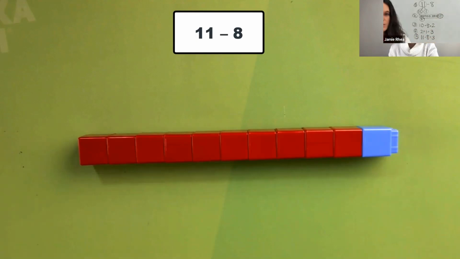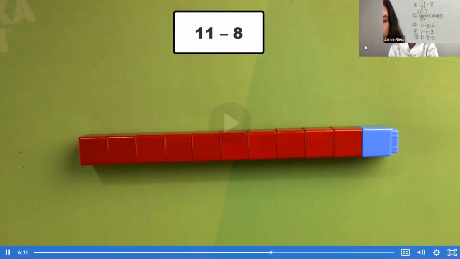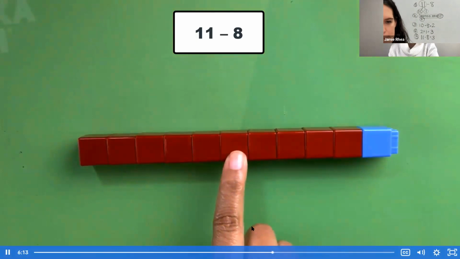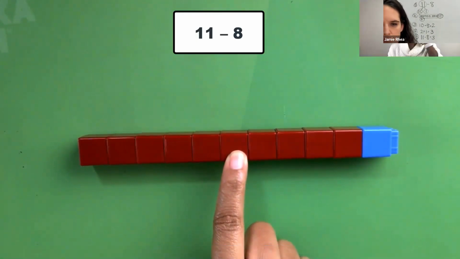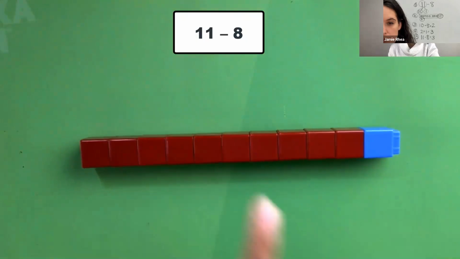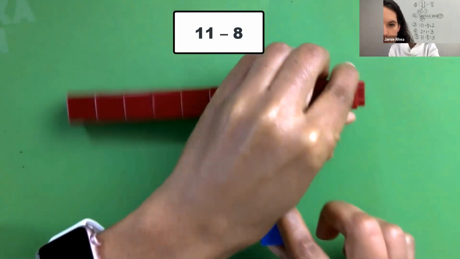Now, let's see if Ms. Deckett got the same answer we did. Here, I have a stick of 11 linking cubes. To use the take from 10 strategy, let's break this apart into 10 and 1. Yes, let's break this apart into 10 and 1.